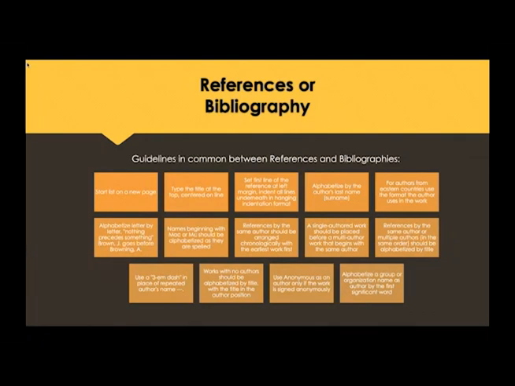Works with no authors should be alphabetized by title, with the title in the author position. Only use anonymous as an author if the work is signed anonymously. As described previously, if no author is present, use the name of the organization or the title of the work instead. Alphabetize a group or organization name as author by the first significant word.